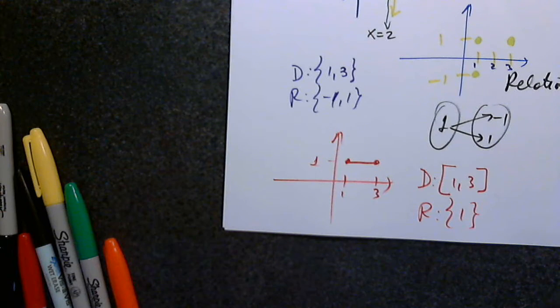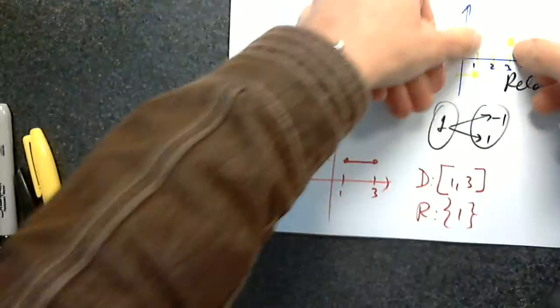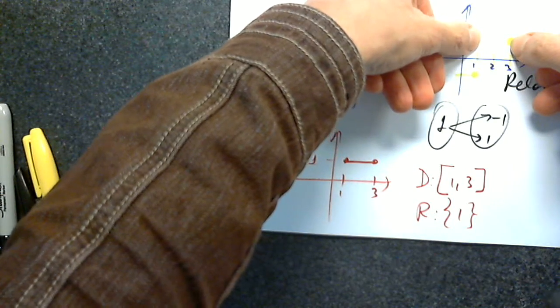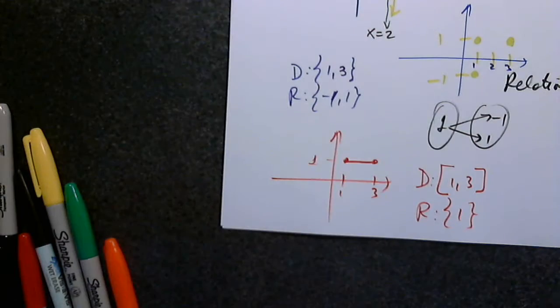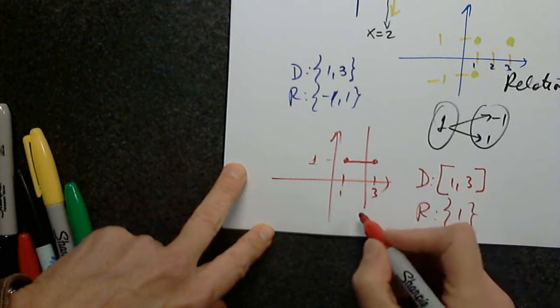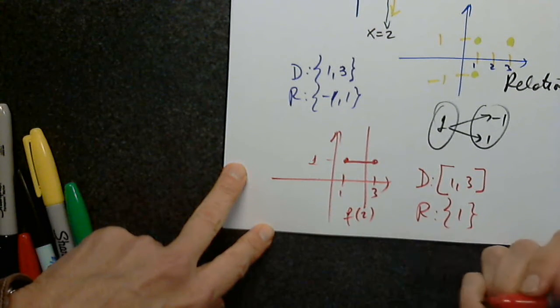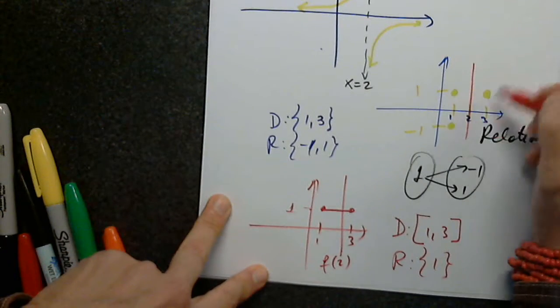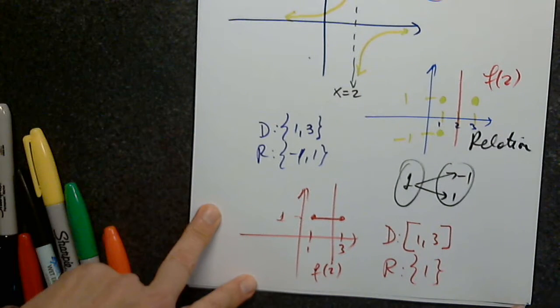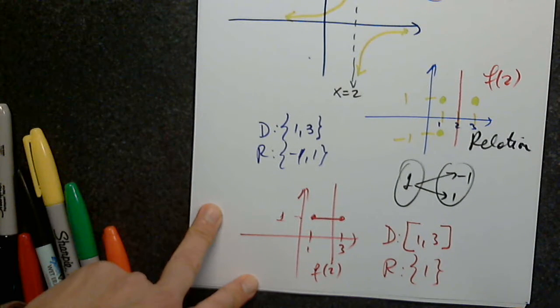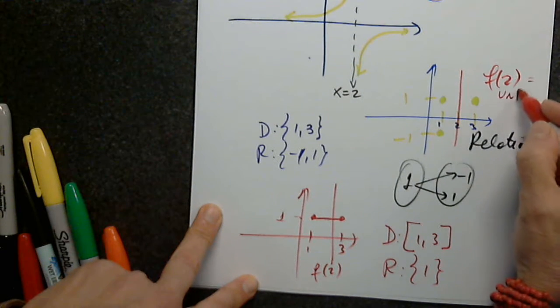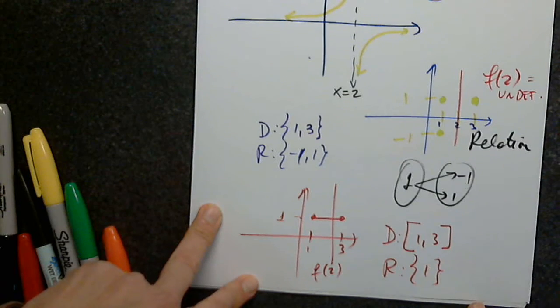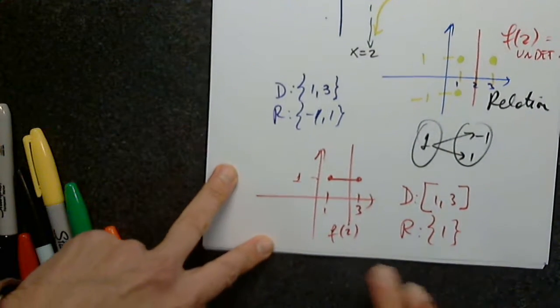Is that better? Do you see that this one has a graph and this one does not? If I ask you how much is f of 2 here, you will find it's 1. How much is f of 2 here? It doesn't exist, undefined. Is that better?